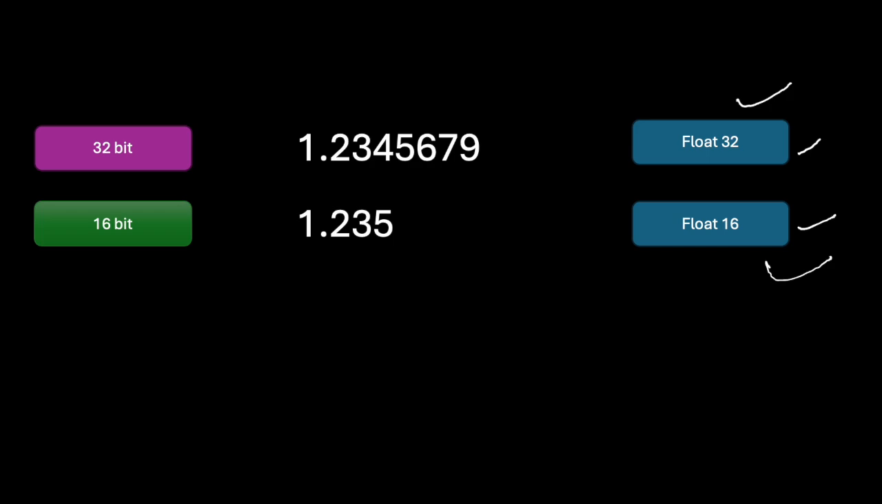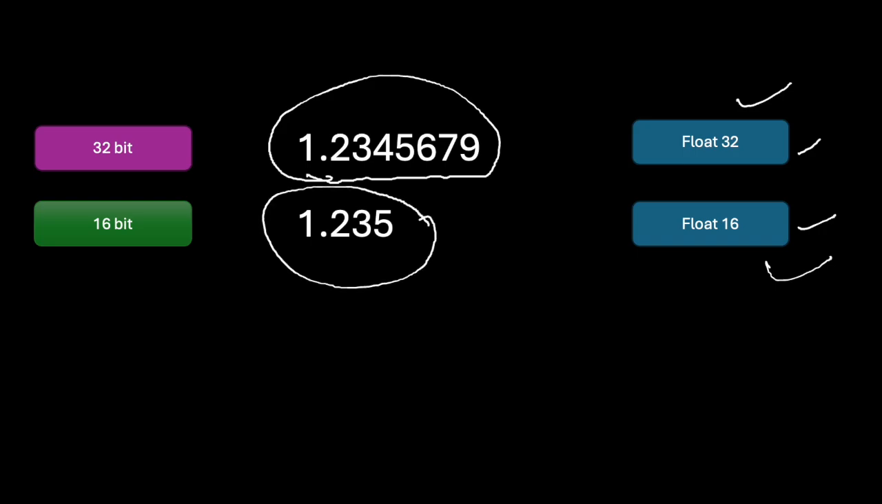If you directly specify float 32, this is the data that will be stored in your memory. If you are saying I'm going to use float 32, the value would be 1.234567 and 9. This will be the whole value stored in the system. On the contrary, if you use float 16, this would be 1.235. So going from float 32 to 16-bit, we are losing precision here.